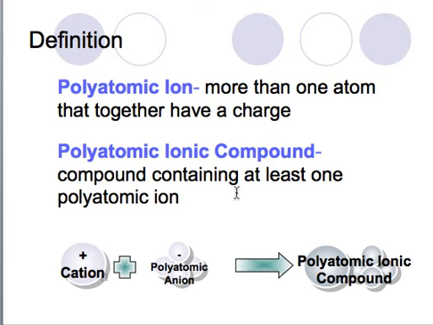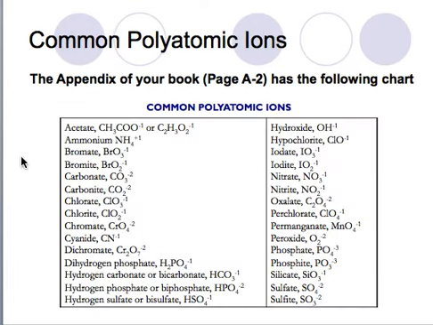Polyatomic ionic compounds are compounds that have at least one polyatomic ion. An example might be sulfate, SO4 with a -2 charge. And here's a nice long list of lots of different ions that you come across in chemistry that we call polyatomic. They have more than one element in the group and a charge.